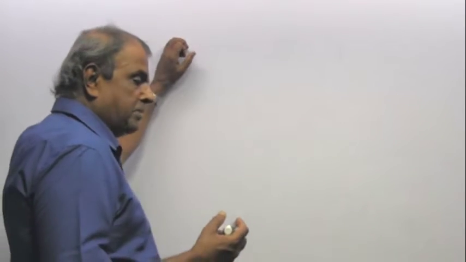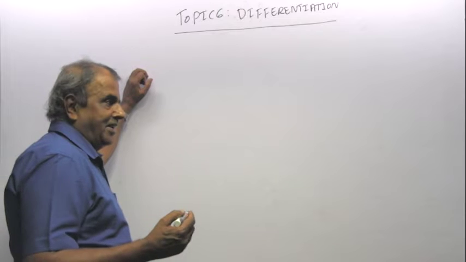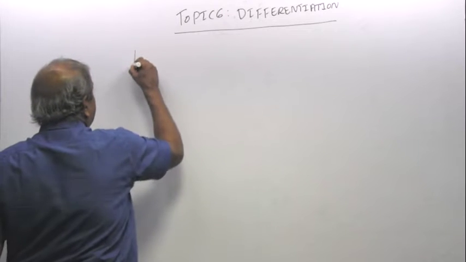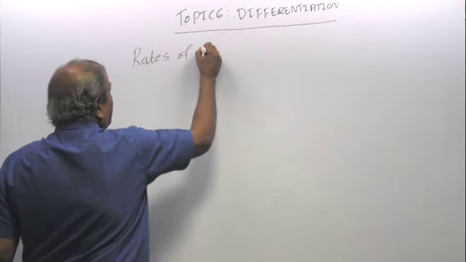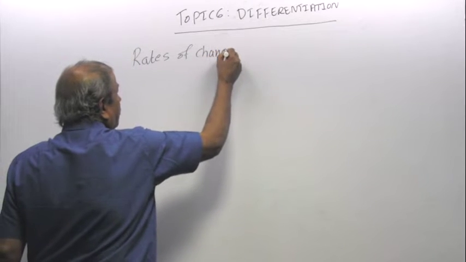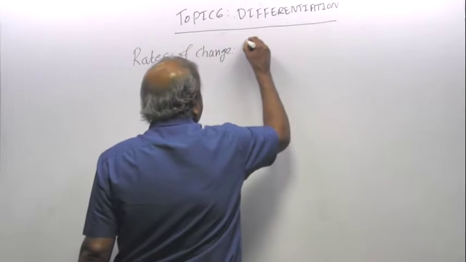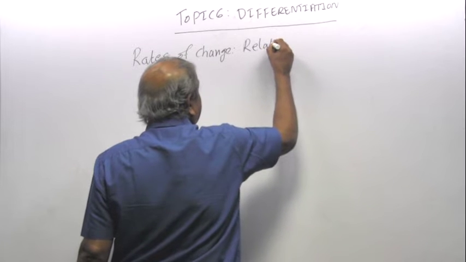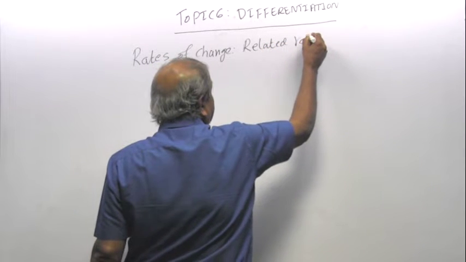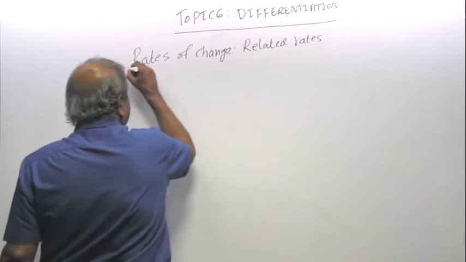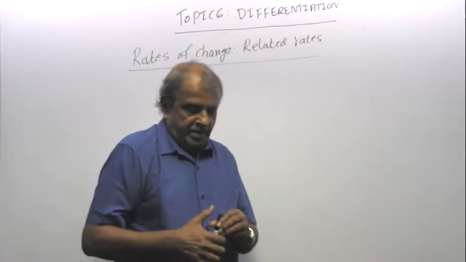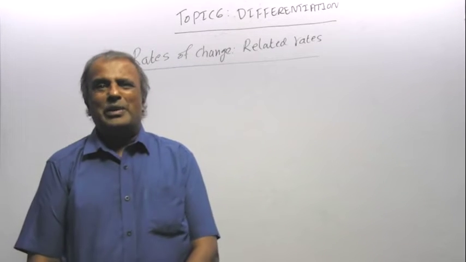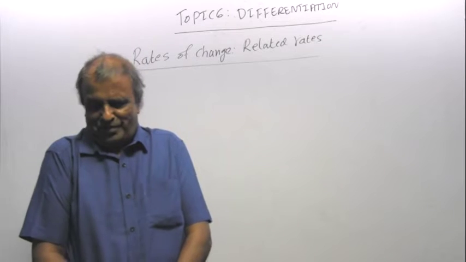Okay. So we finished parametric equations yesterday and today we will do what is called rates of change. Or sometimes when I was in school, we used to call it related rates. Suppose all of you will have done it sometime in your life.